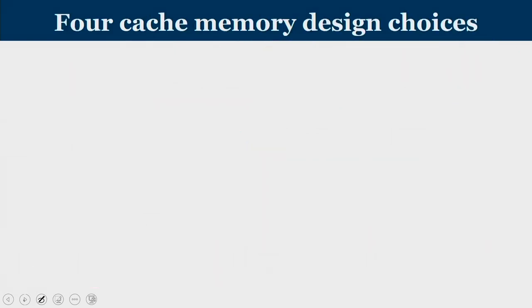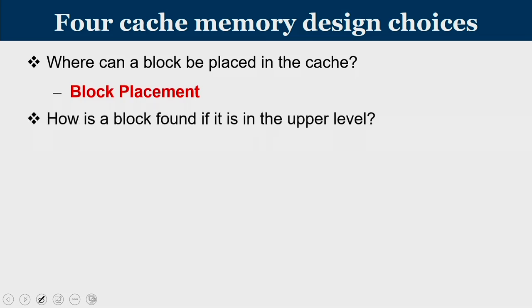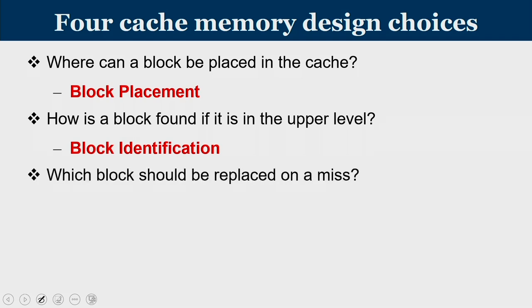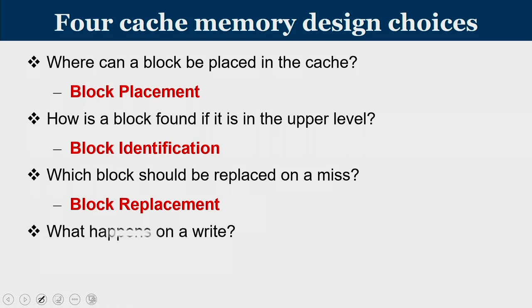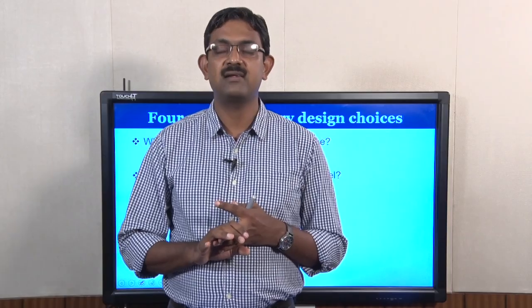While designing cache memory, there are basically 4 design choices. The first one: where can you place a block in the cache? That is defined by the block placement technique. Second, how a block is found, whether it is there in the cache or not. That is called block identification. Third, if it is a miss, which block is to be replaced so that the missed word can be kept. That is called the block replacement technique. And then when there is a write miss, what will you do? That is called the write strategy. So, designing cache memory involves four different challenges: block placement, block identification, block replacement, and write strategy.